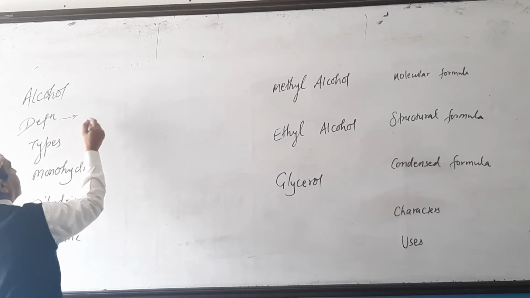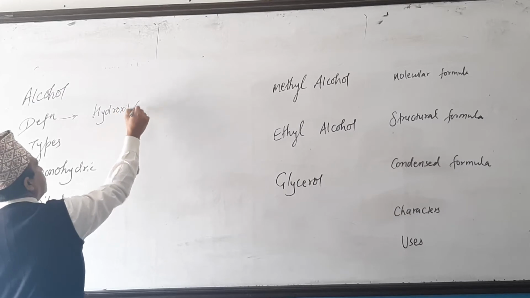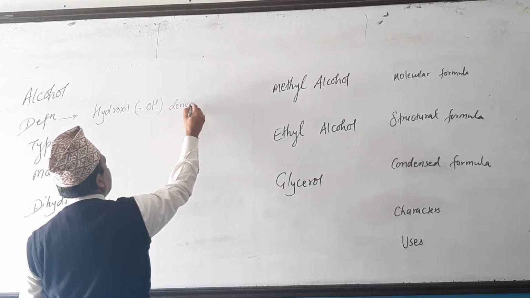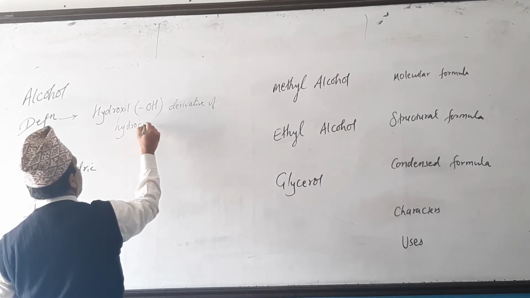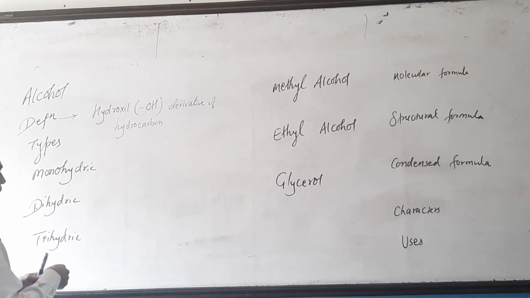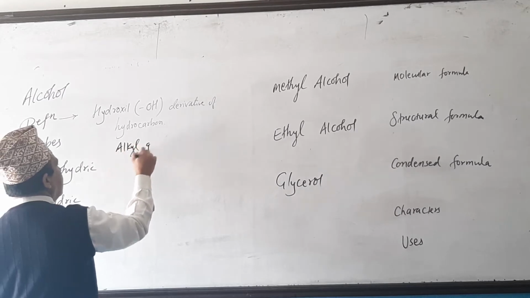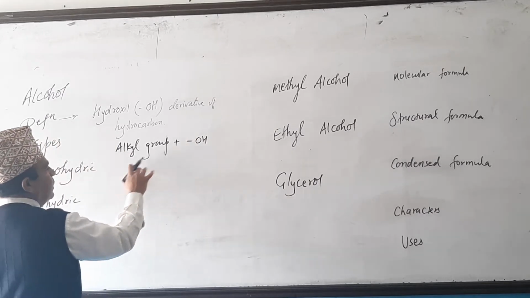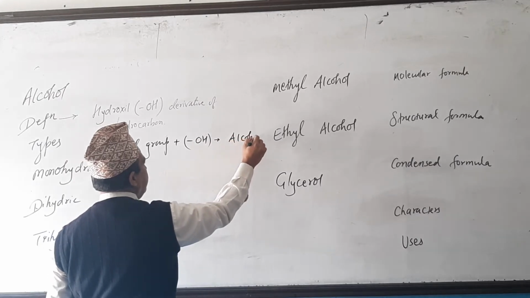What is the definition? It is the hydroxyl, meaning OH, derivative of hydrocarbon. Hydroxyl derivative of hydrocarbon. It means alkyl group plus OH. In an alkyl group, if OH is added, then we get alcohol.